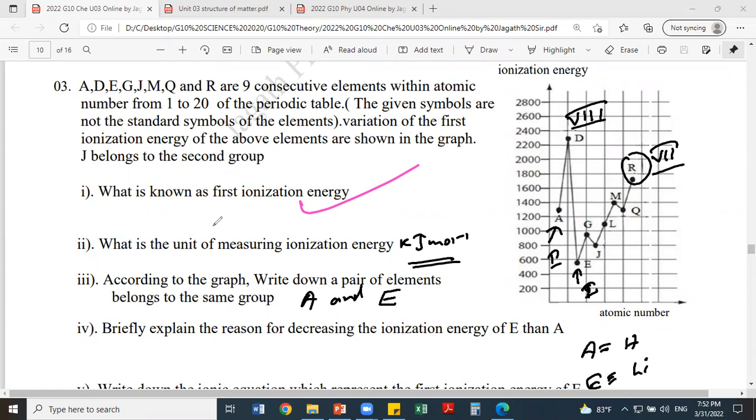Briefly explain the reason for the decrease in the ionization energy E to A. E to A means what? Down the group. Hydrogen is above, lithium is below. Down the group, hydrogen to lithium, ionization energy decreases. So why? That's what they ask. What is the reason? Any volunteers?